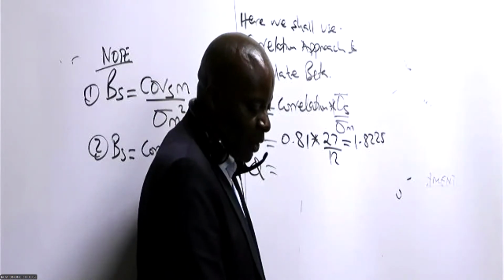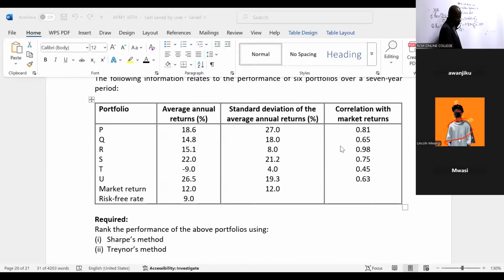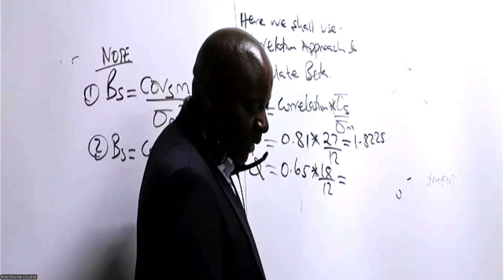So without my intervention, I can see the correlation of Q, which is 0.6, somebody? 0.65, right? Times, in this case, the standard deviation of Q, which I can see is given as 18, divided by the standard deviation of M. The standard deviation of M, ladies and gentlemen, is known and will remain constant throughout, which is 12. So what figure are we able to see there, my good students? Yeah, 0.97.